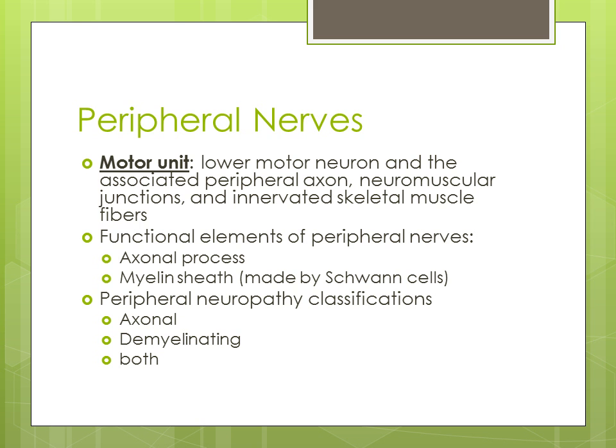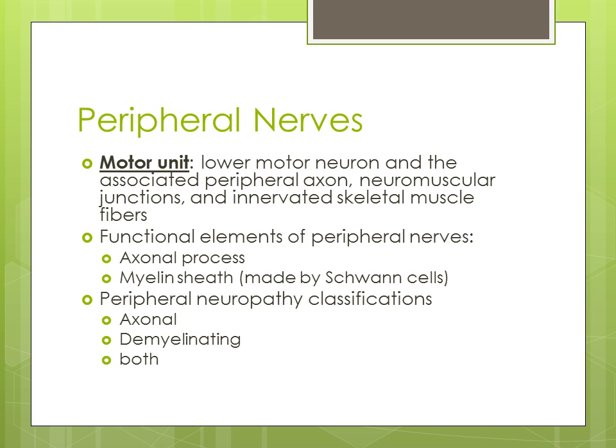Okay, so just with the peripheral nerves, a little review. In general, there's the motor unit, and this is a lower motor neuron with its associated peripheral axon, as well as the neuromuscular junction and the innervated skeletal muscle fibers.